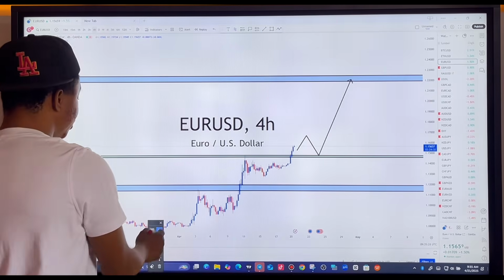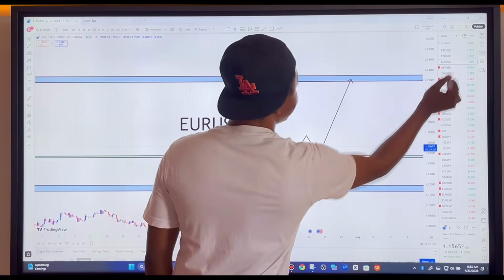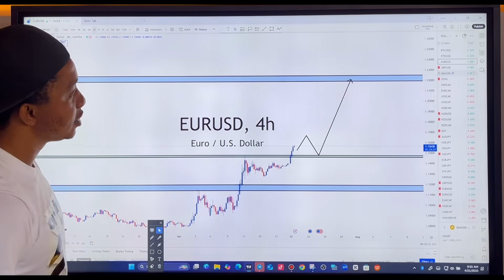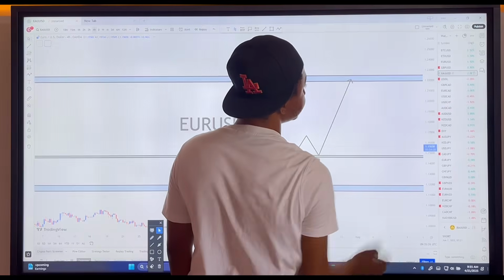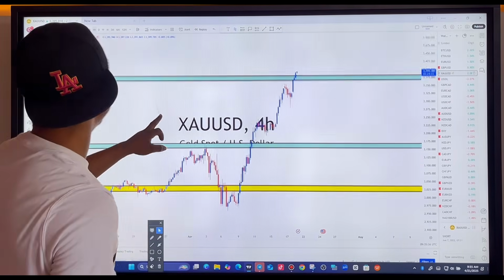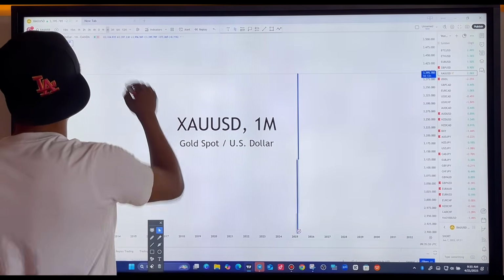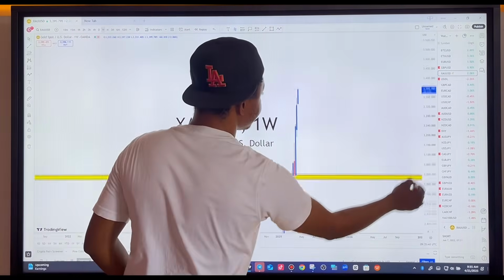Okay, next pair is going to be gold. Let's take it all the way to gold. What is happening on gold? Let's talk about gold. Okay, so this is gold. Let's begin the analysis from the weekly time frame.